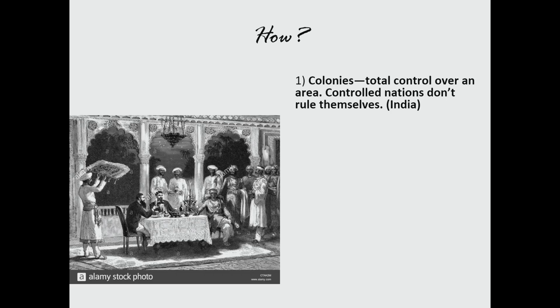Remember the textbook example that I gave you in class. In a colony, total control is by the mother country. So they take total control over an area. The controlled nations do not rule themselves. The example is in India with the British East India Company. Great Britain completely ruled India. They sent in their own rulers, especially after the Sepoy Rebellion, and they controlled India, who they could trade to, their rules, their laws, and so on and so forth.